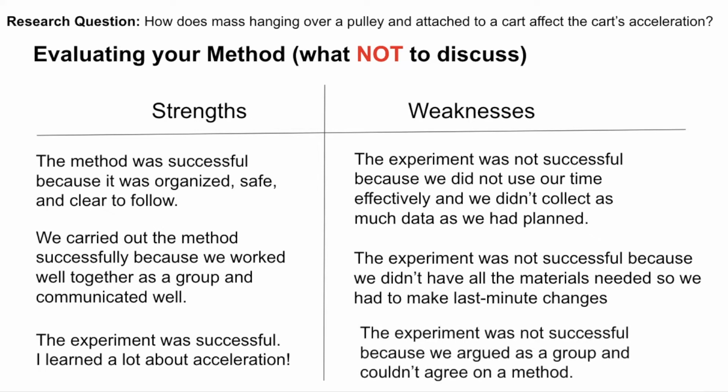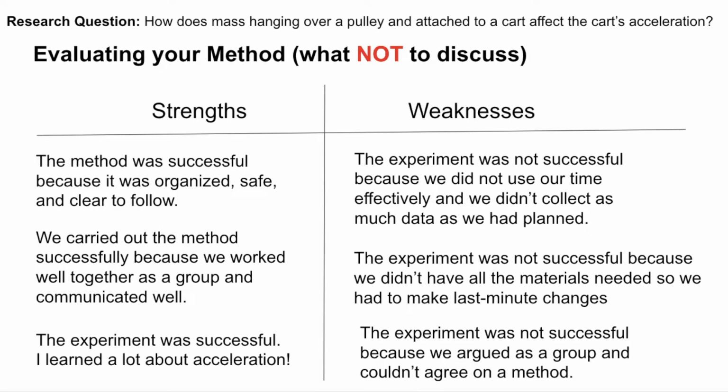And a final weakness, the experiment was not successful because we argued as a group and we couldn't agree on a method. I just want to emphasize, I'm not saying that these things are not important. They are absolutely important. I care about them as your science teacher, or whoever your science teacher is cares about them, but they're not relevant for evaluating your method. So please, instead of writing them in your lab report, write them in your journal, or if you do some reflections about ATL skills, approaches to learning, then write them there.